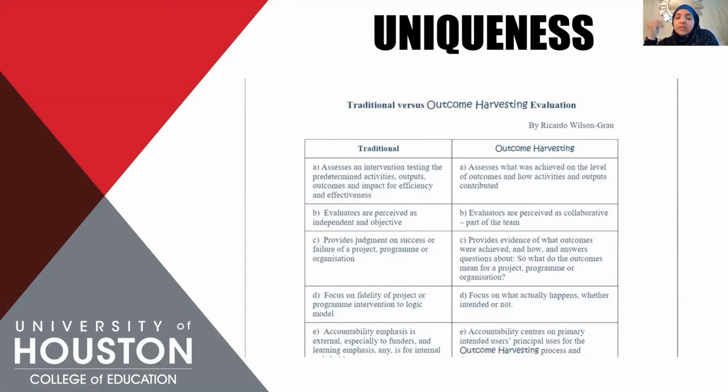Another factor is that in traditional evaluations, evaluators are perceived as independent and objective, right? So many times you may have an outside evaluator that you hire to come in, who's outside of the situation.